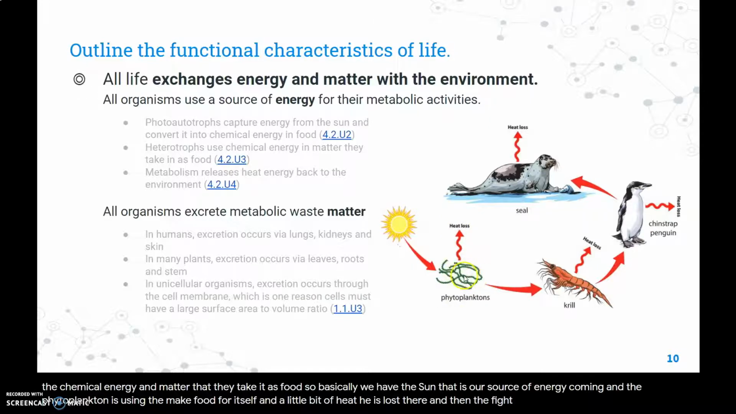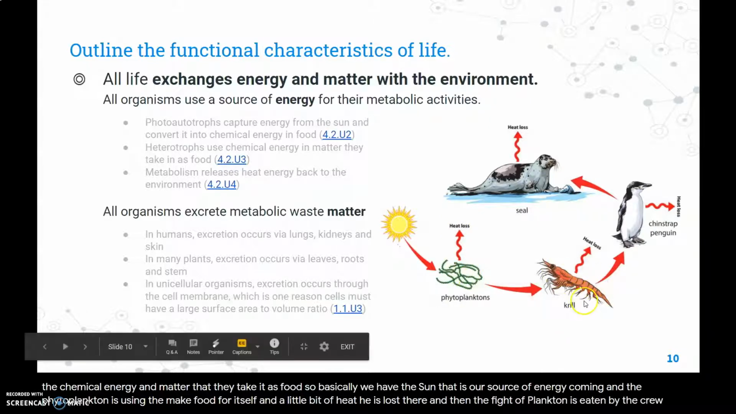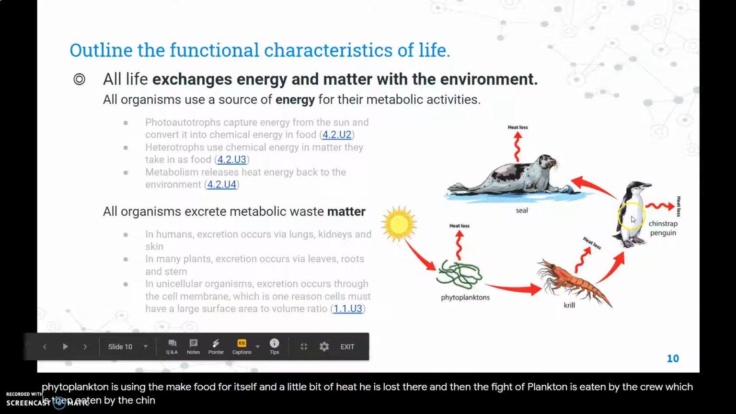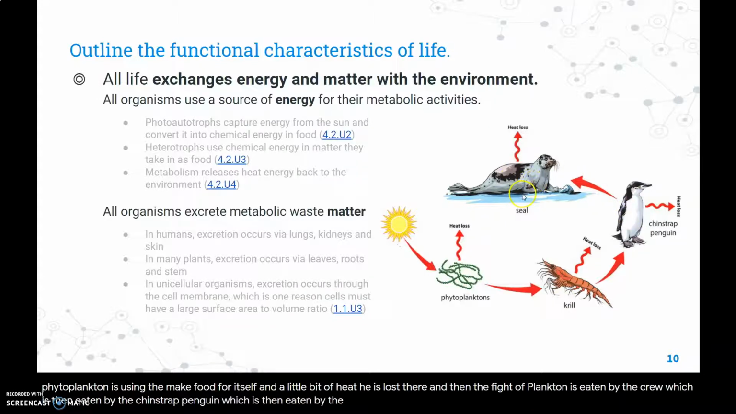And then the phytoplankton is eaten by the krill, which is then eaten by the chinstrap penguin, which is then eaten by the seal, and at each trophic level there's more and more energy lost.